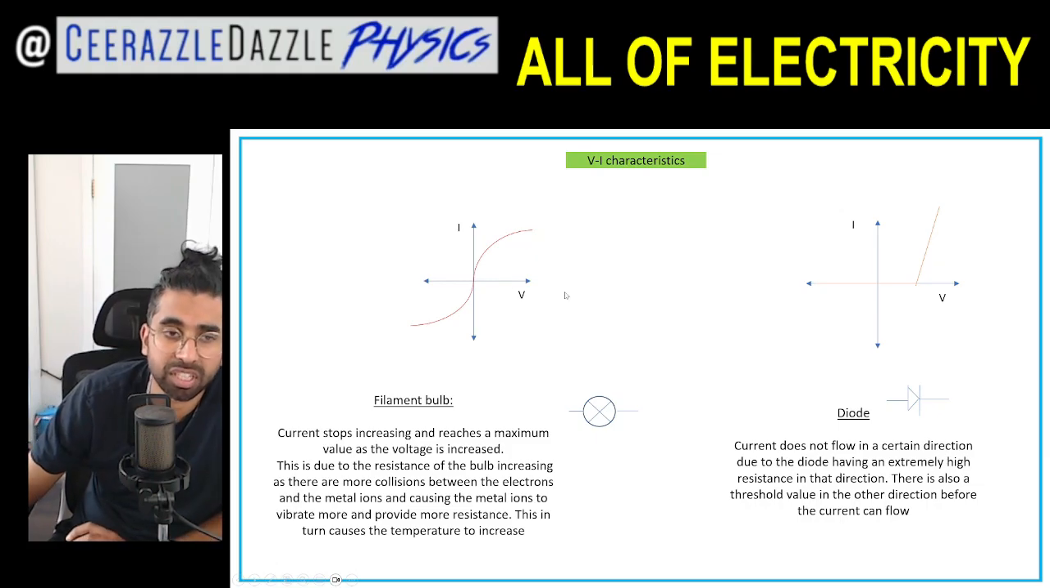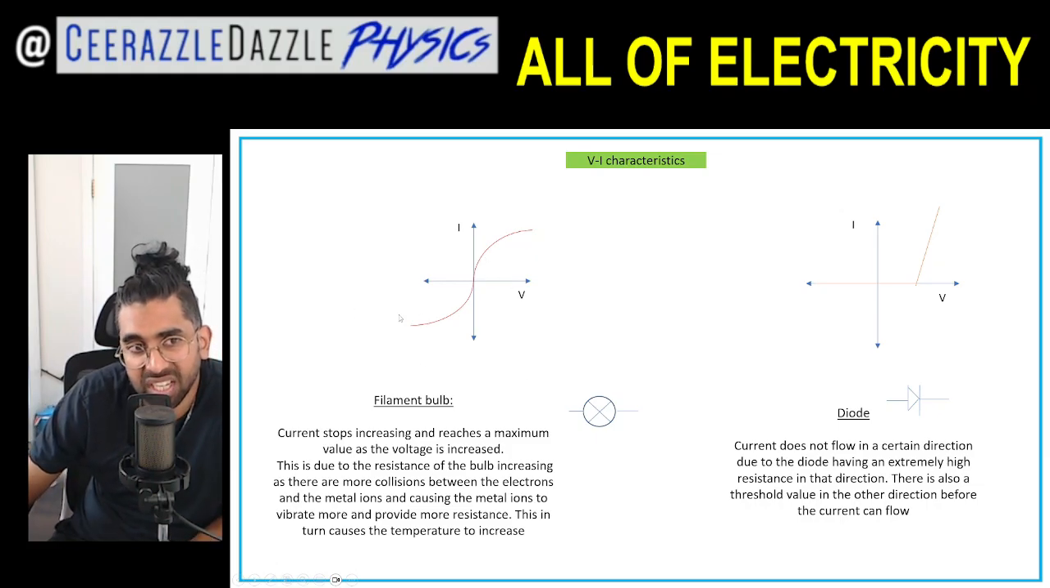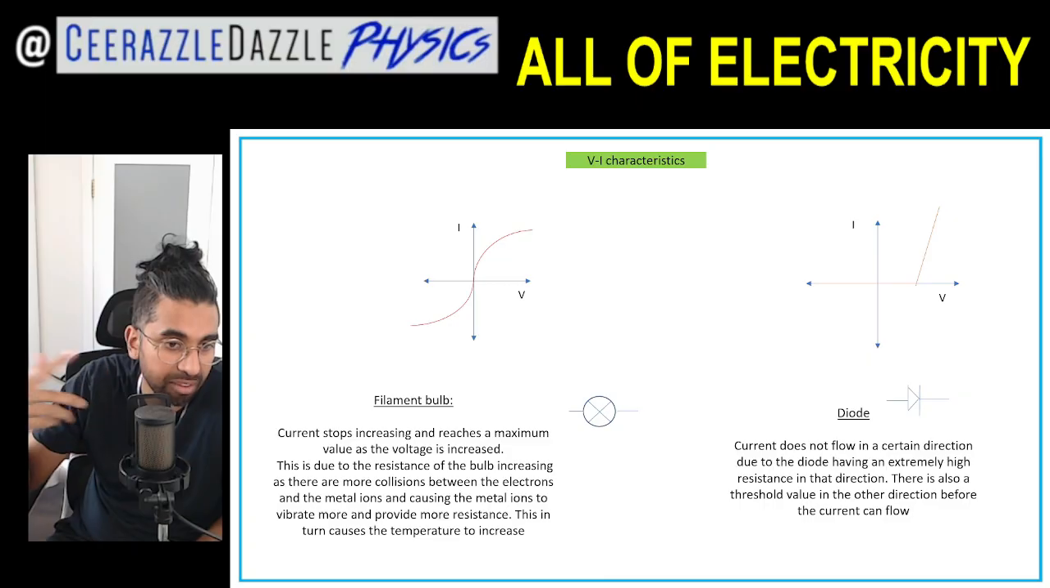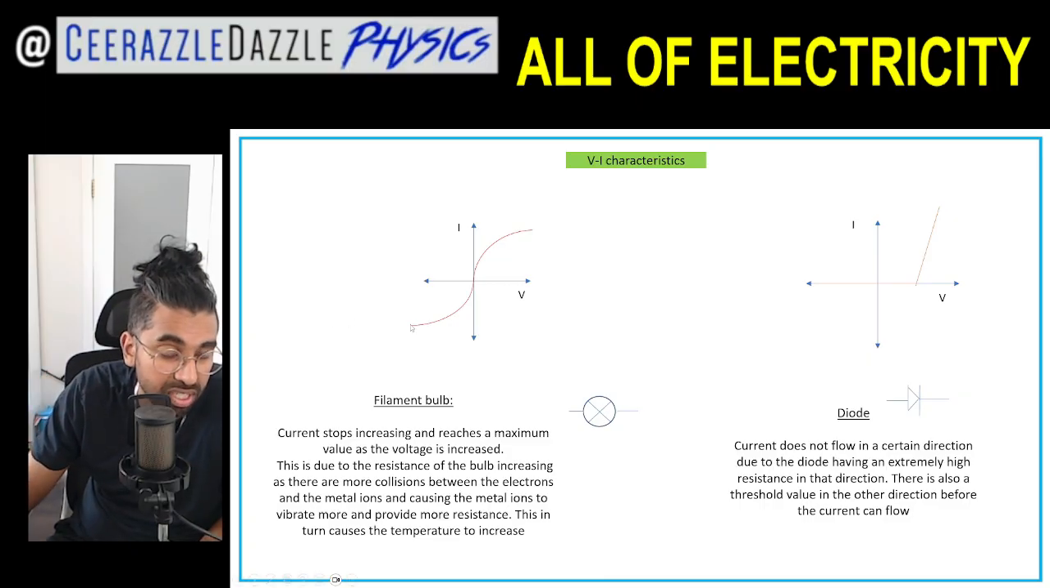VI characteristics. If we were to do the same experiment but just replacing that fixed resistor with a filament bulb and look at how voltage and current behave in it, we can see that the filament bulb looks like an S-shaped graph. The current stops increasing. The reason why is because as the bulb heats up, the resistance increases, and therefore there are more collisions between the electrons and the metal ions, and as they collide more often, obviously that creates the resistance, and therefore it stops the current from increasing. So we end up with this kind of S-shaped graph over here.